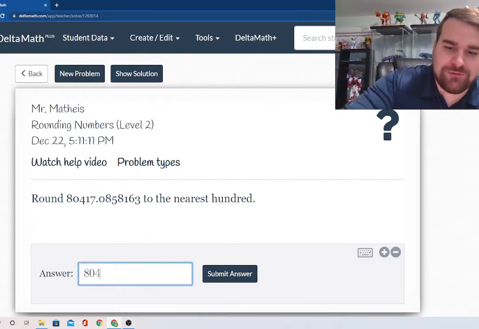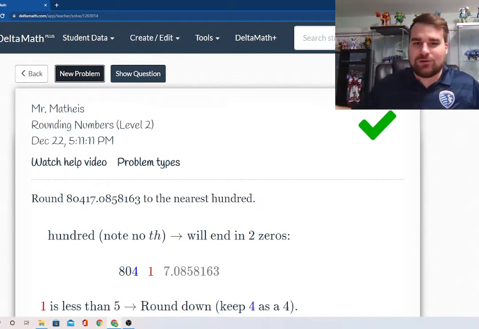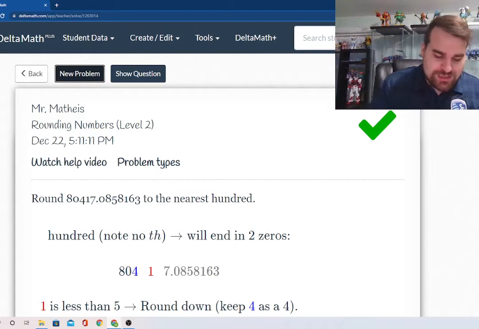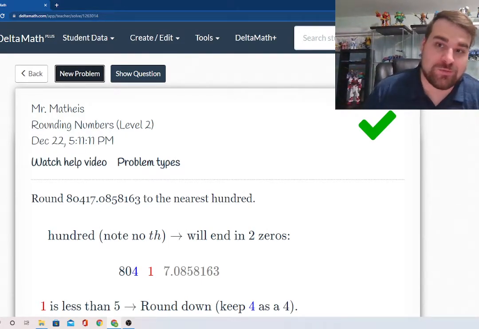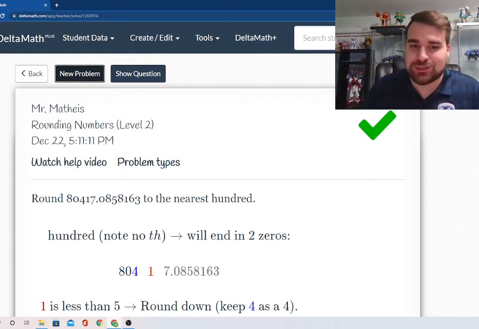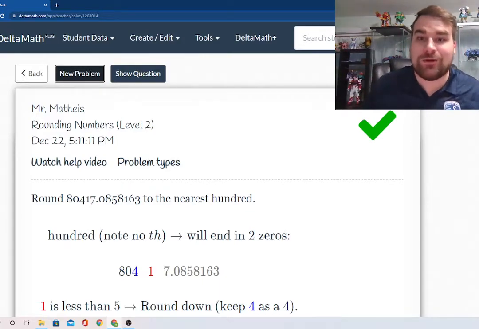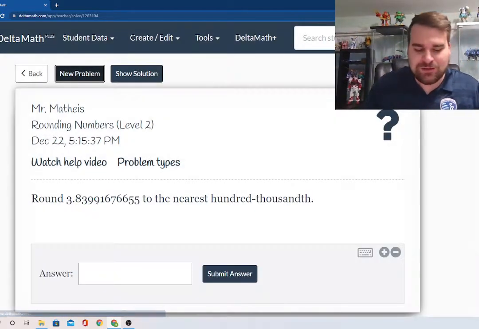All right, 80,400, and look at that. We got it. You can see what they did is they actually separated the beginning part of that number, the 804, the 1, kind of that key number, the one that makes the decision, and then the second half, which we don't care about at all, really, right? Let's try out one more of these problems before we end the video.